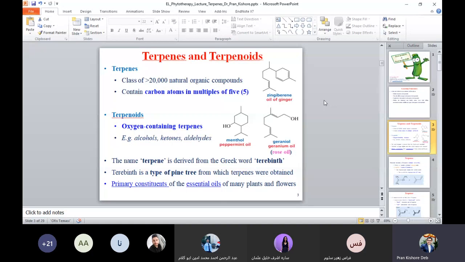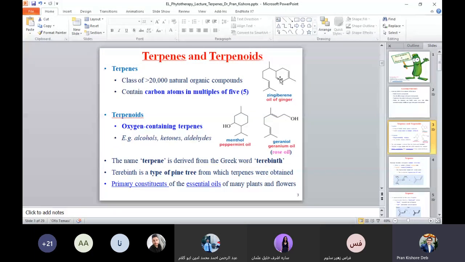So terpene means these are a class of compounds which contain multiples of 5 carbon. That means they can contain either 5 or 10 or 15 or 20, 25, 30, 35, 40 like this. Multiple of 5. Okay, and if this class of compound terpene contains oxygen, they are known as terpenoid. This is the only difference between terpene and terpenoid. All right. We will go to the classification later.